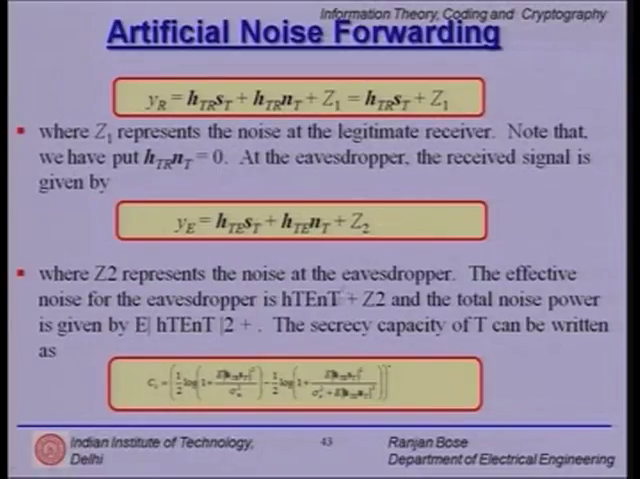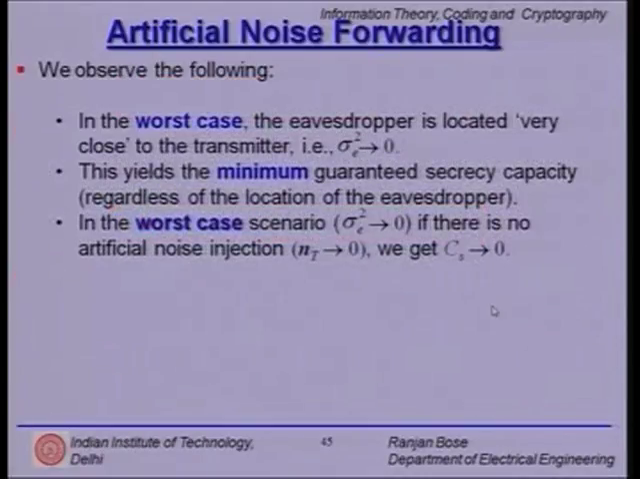So the secrecy capacity again can be written as the difference between the main channel and the eavesdropper channel as follows. We observe the following. If the eavesdropper is located very close to the transmitter, that is, if sigma_e squared goes to 0, this yields the minimum guaranteed secrecy capacity regardless of the location of the eavesdropper, because we have taken into consideration the worst case scenario that the eavesdropper is placed very close to the transmitter. So all the secrecy is provided by the artificial noise introduced by the channel.